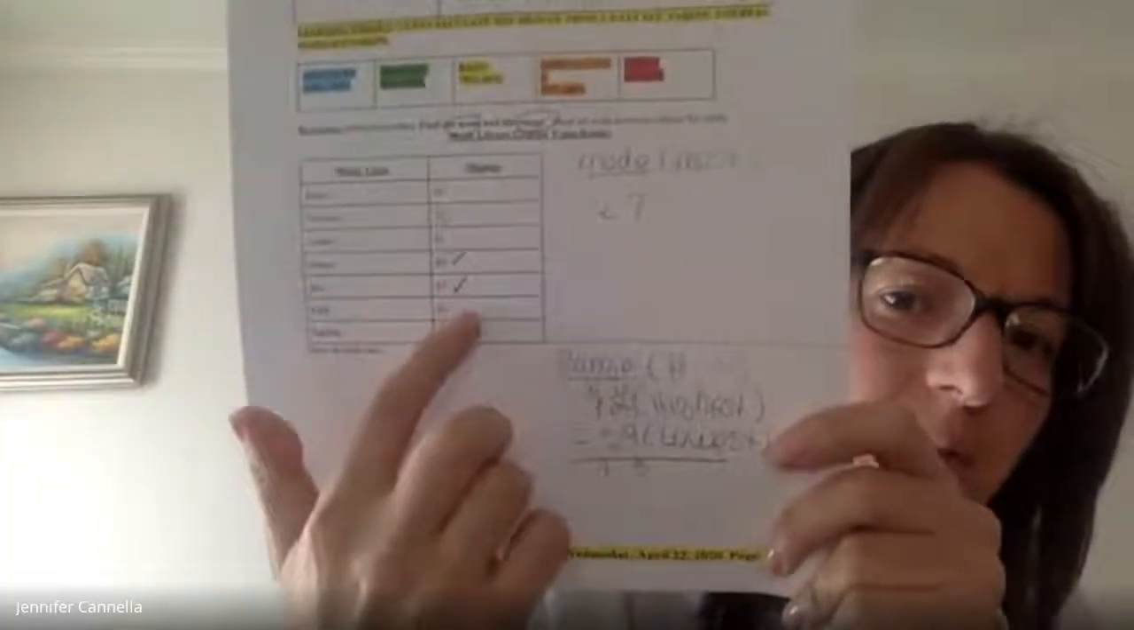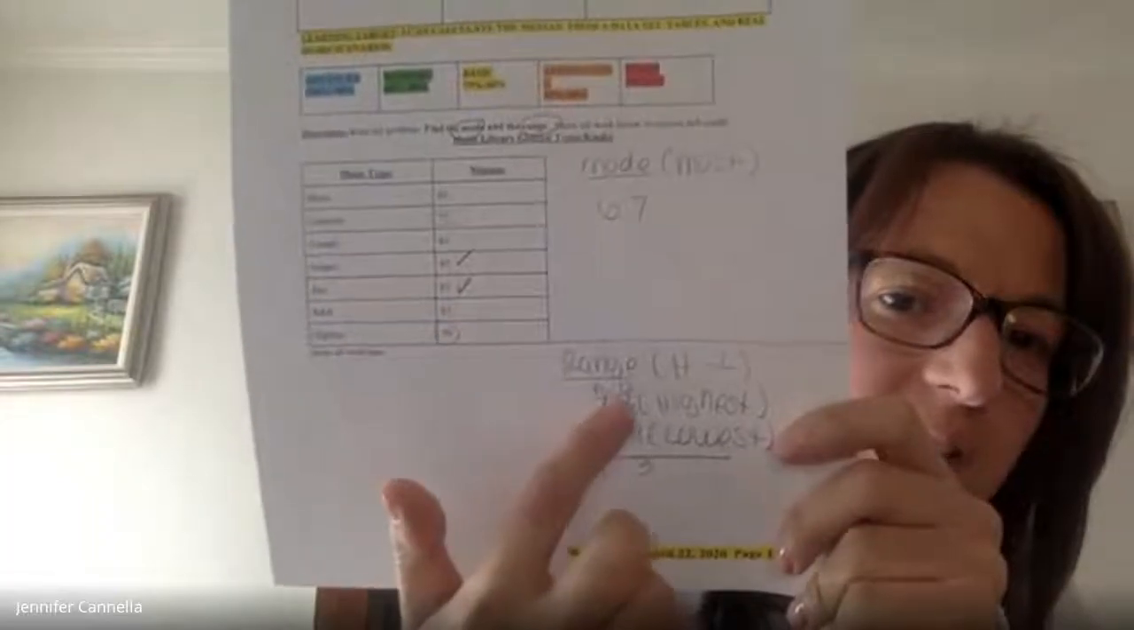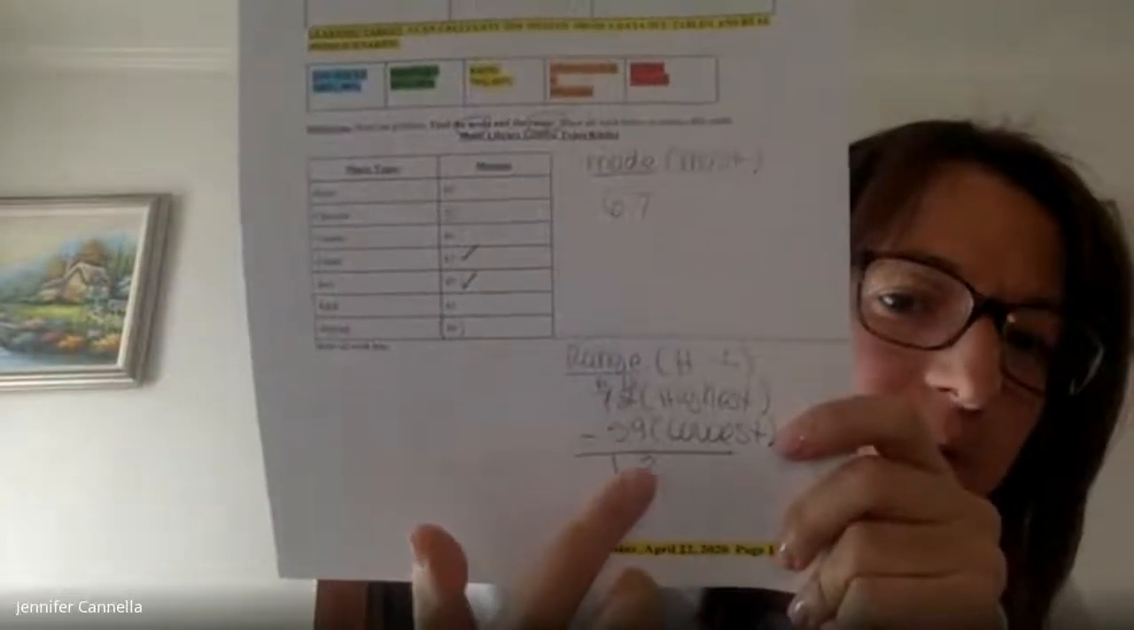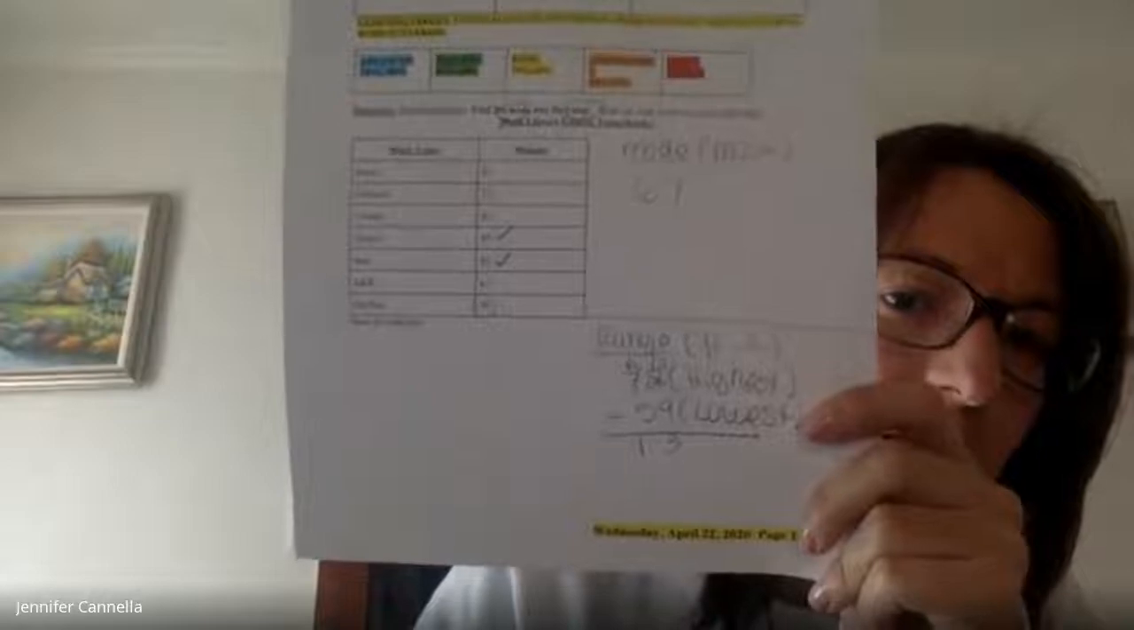Welcome. This is what you should have got. The mode was 67. I put 2 check marks. I took the highest, 72, minus the lowest, 59, which was 13. That's what I got. So the mode was 67 and the range is 13.